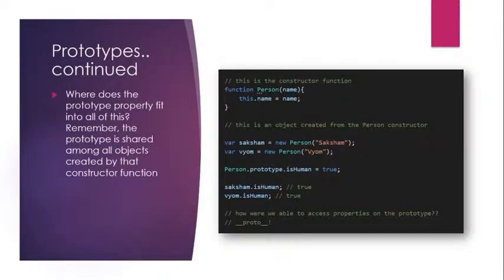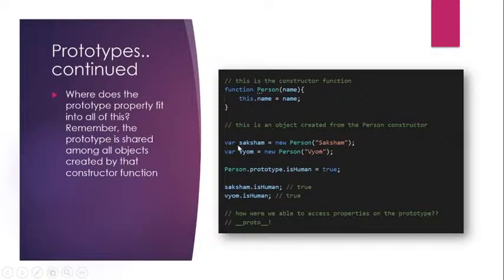In the previous slide, I told you that if properties and methods are placed on person.prototype, they can be accessed from any object created from the person constructor by the link called dunderproto. Let's see it. This is the constructor function here, which has just one line being executed, this.name equals name. This is an object created from that person constructor. And with the new keyword being used, we are creating a link between this object's dunderproto property and the constructor function's prototype property.